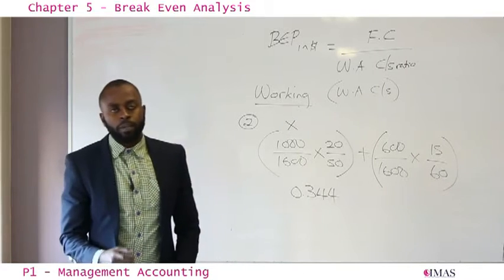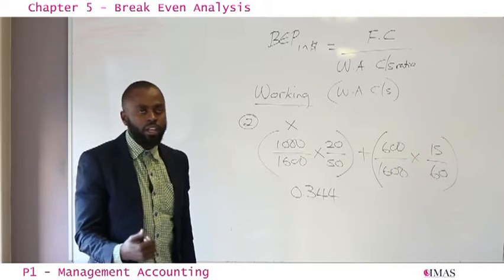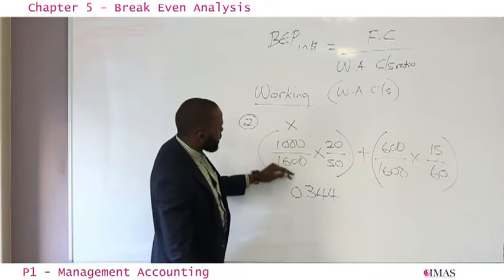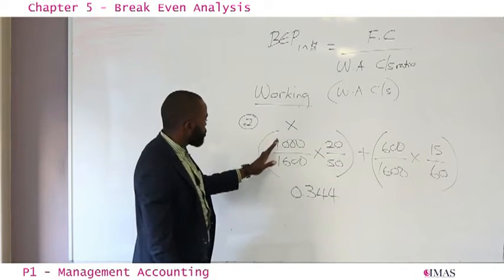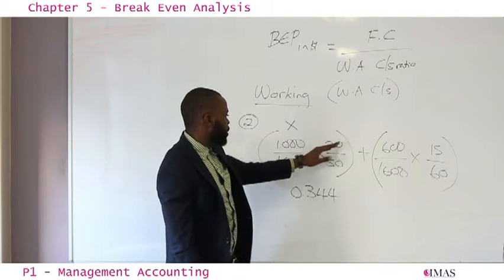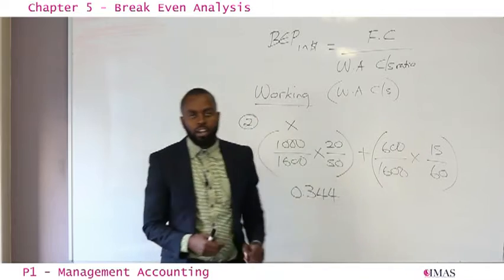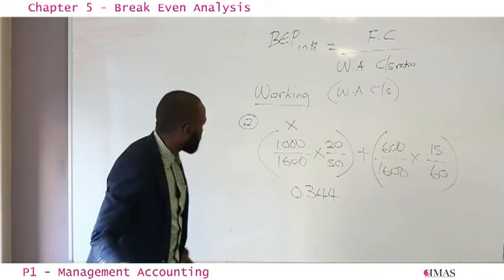So in the exam, the important thing is to get to the answer much faster. So just put brackets. You don't have to get the decimal here or here. You just use 1000 divided by 1.6 times 20 over 50, just using your fractions, close bracket, plus the other fraction. You go straight to your answer.